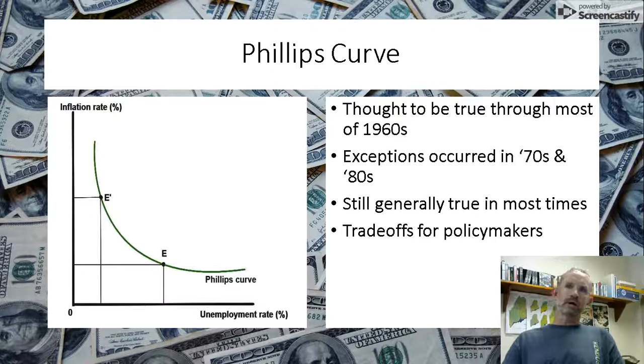But I would argue, and I think the book supports this, that those were largely due to outside shocks, outside factors like the OPEC oil embargo. So in those cases, you might see an exception, but I think it's still generally true that most of the time there is this inverse relationship between inflation and unemployment.